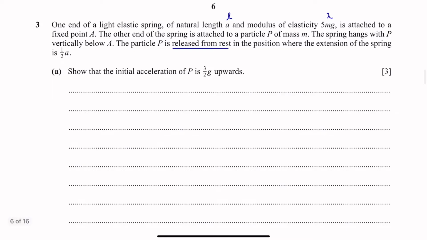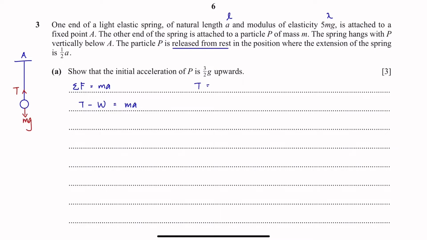So we have an elastic string, and we have a particle over here. So the fixed point A is over here, and the particle P has mass m. So we have the weight mg, and we have tension force. Now we need to find the initial acceleration. So we have F equals ma, right? And we know that the F over here is the net force. So net force is equal to tension minus weight, right?